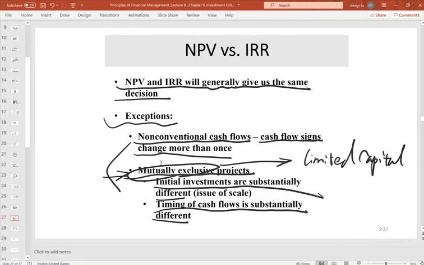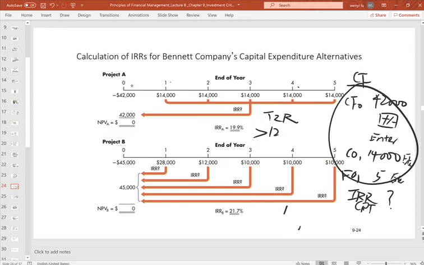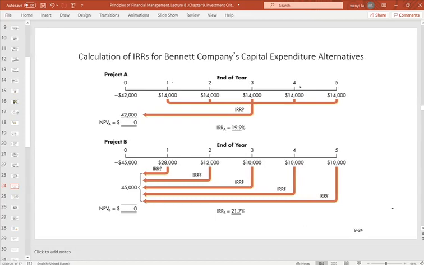So let's look at the previous examples. You can see project A and project B actually show quite different features in the timing of the cash flows this company can receive in the future. Even though A and B both have an internal rate of return more than the cost of capital, which one is better? You can see here.